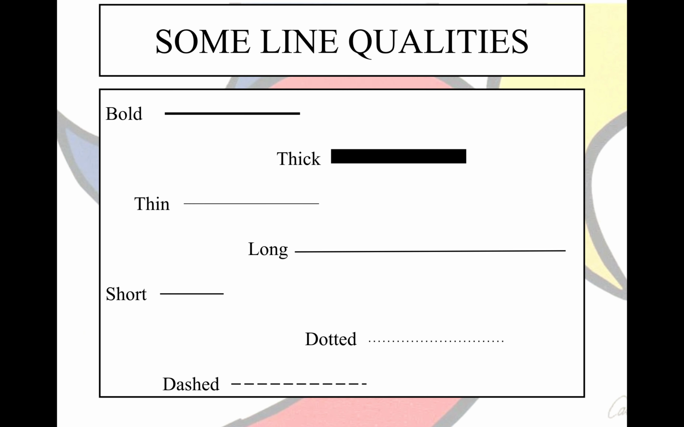All right, so that was line types. These are line qualities. These are different. Some line qualities include a line being bold, thick, thin, long, short, dotted, and dashed. So quality is just a way of describing the characteristic of the line. Adjectives to describe it.